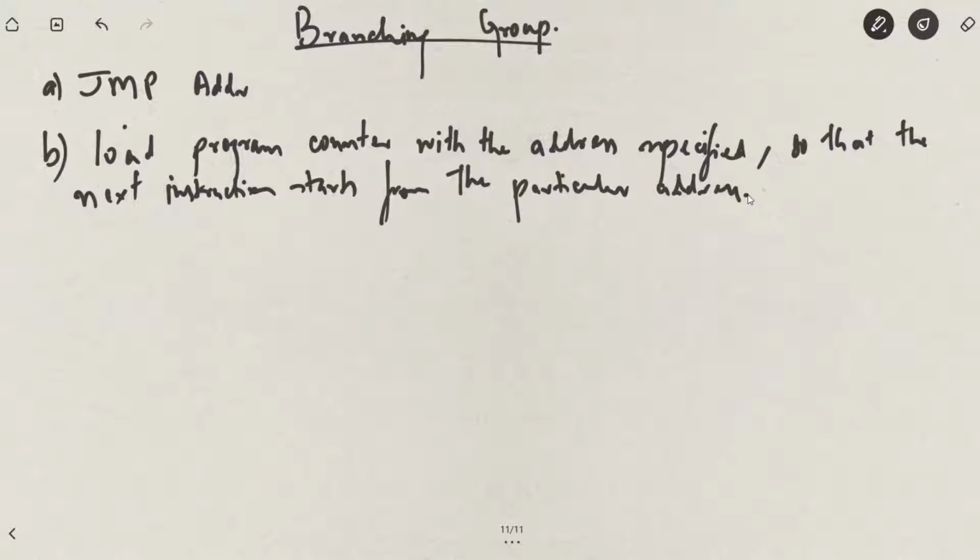In a normal routine, whatever was the next address, it will bypass that and directly jump to the new address location, and start executing the program from there. So the macro RTL, you can simply write: the PC is loaded with the address.